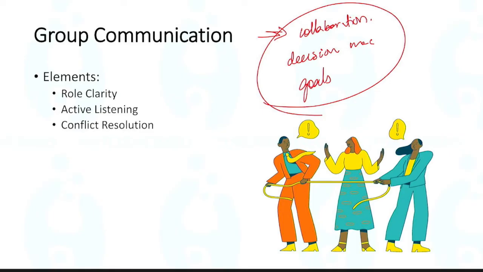Here we have three elements. The first is role clarity. We have to have proper clarity about what person is doing what role. For example, in a group cooking context, one person is given the job to cut vegetables, one person to cut meat, or one person to clean the utensils. Each member has their own roles and responsibilities that have to be understood in the beginning itself.